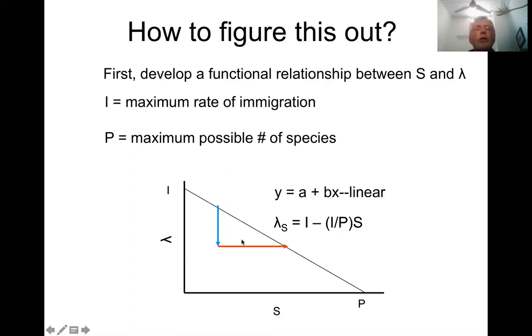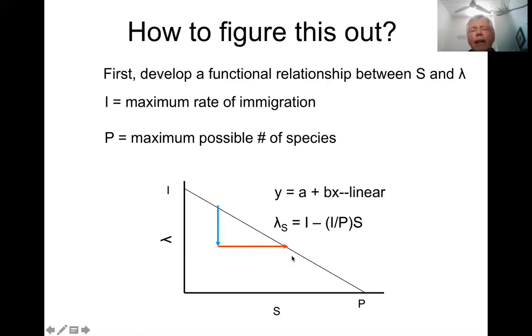So if we use those 2 points, I where S equals 0 and 0 where S equals P, and we assume that this functional relationship is linear, all we have to do is draw a line between the two and we have our relationship. We can compute from that conceptually what the rate of immigration is going to be at any abundance of species between 0 and P. And the slope of that line is going to be the rise over the run, as it always is. In this case, it's the fall over the run.